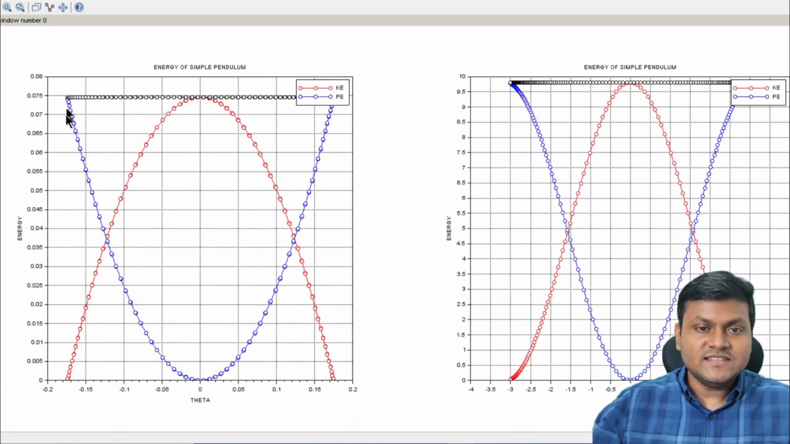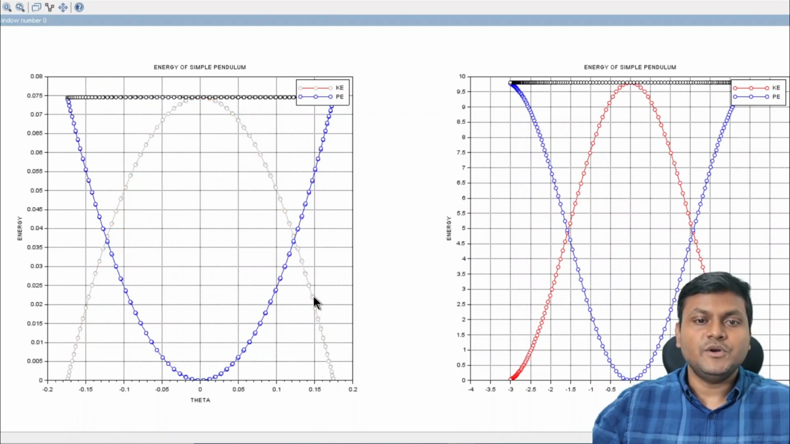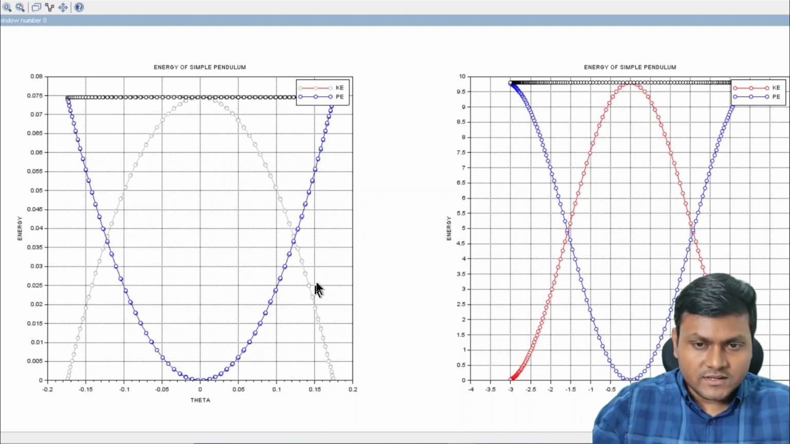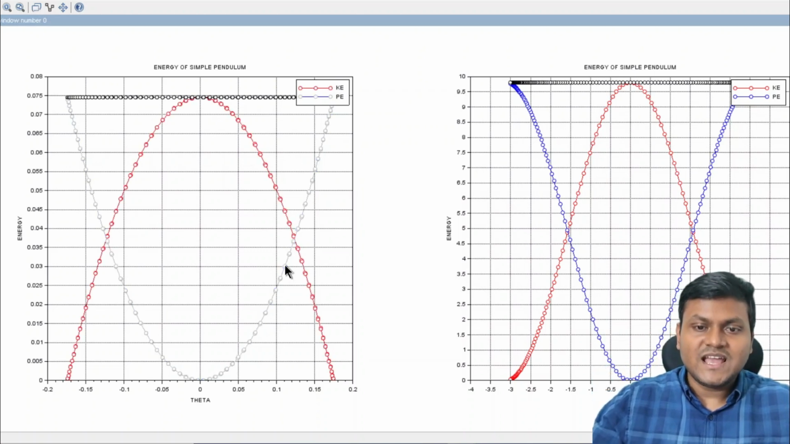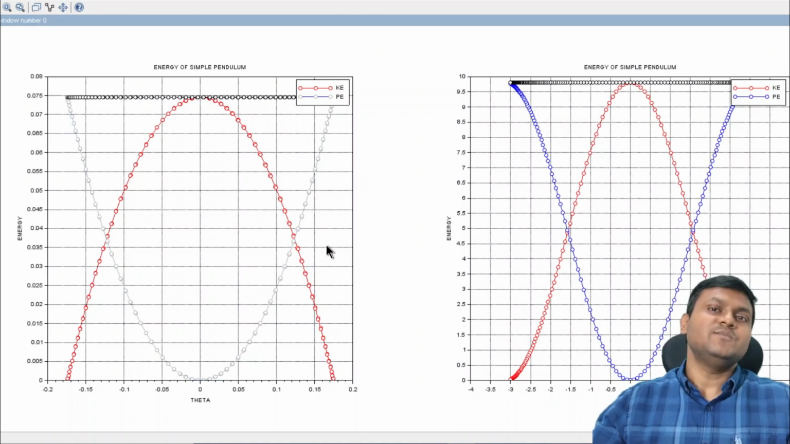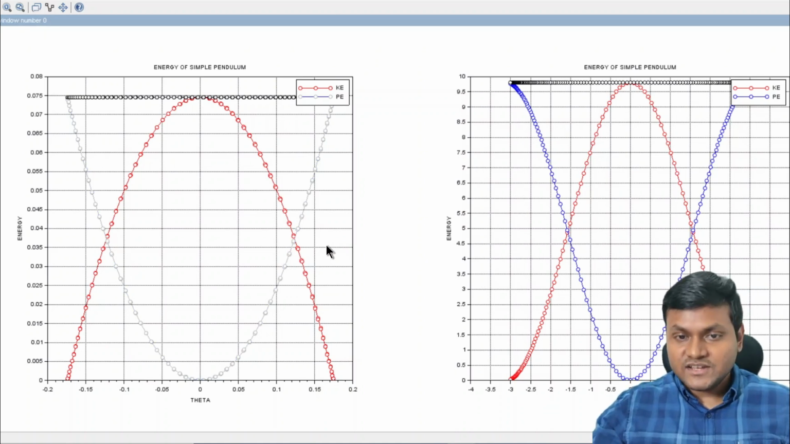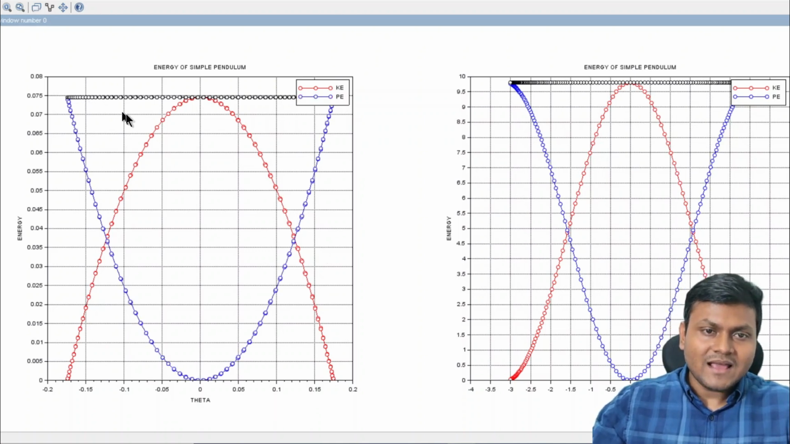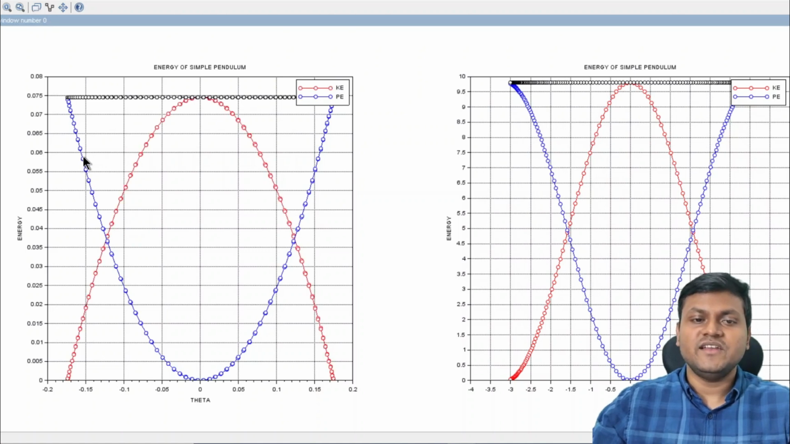As you can see in the left hand side, the blue graph represents the potential energy, which represents the parabola corresponding to a harmonic oscillator. The red one represents the kinetic energy. Of course, as potential energy decreases, kinetic energy increases, and as kinetic energy decreases, potential energy increases. And the black line here at the top is a straight line because the sum of potential and kinetic energy is constant. That's just the conservation of energy principle.